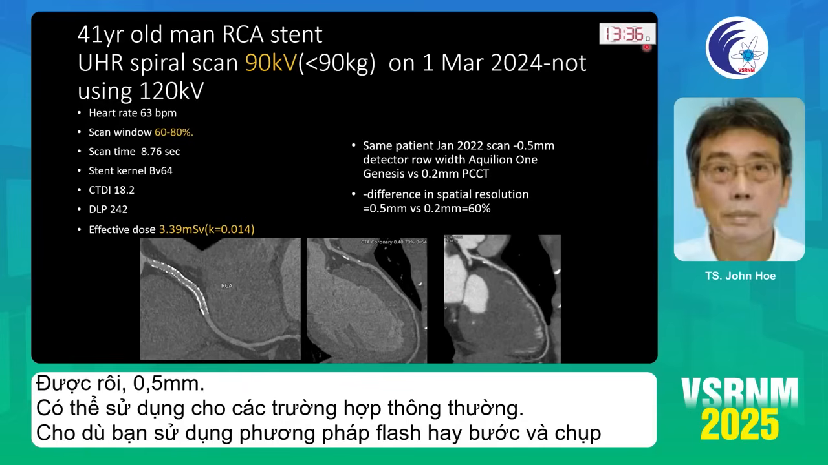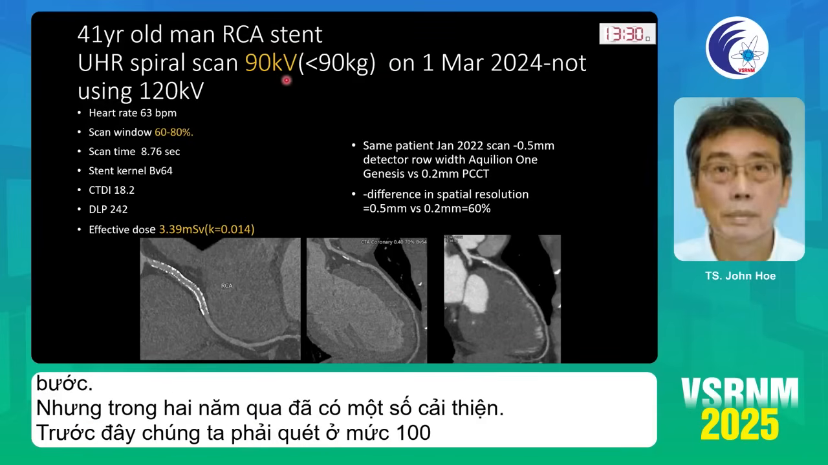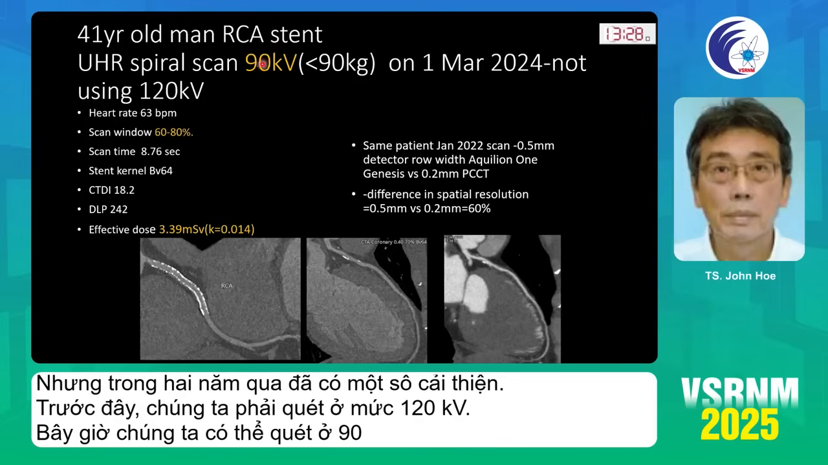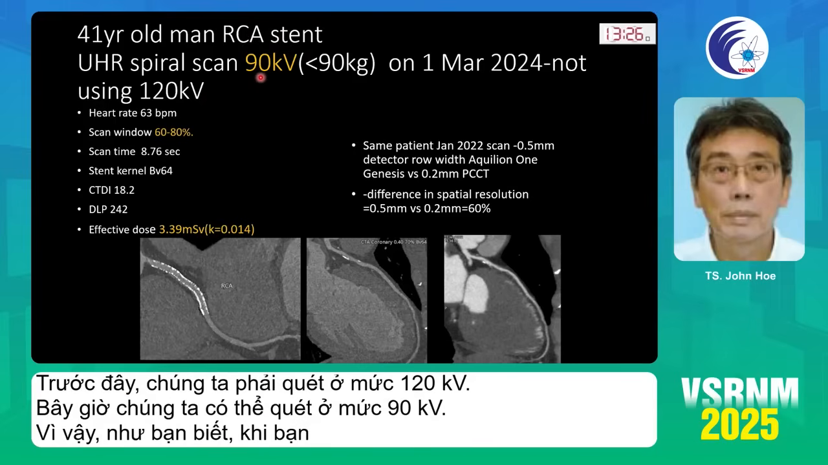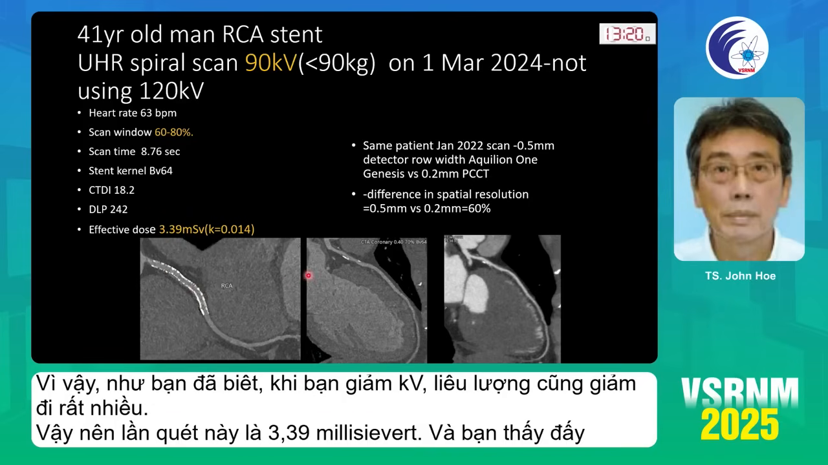But in the 2 years, there have been some improvements. Previously, we had to scan at 120 kV. Now we can scan at 90 kV. So as you know, when you reduce the kV, the dose reduces a lot. So this scan was 3.39 millisievert, and you see a beautiful picture.